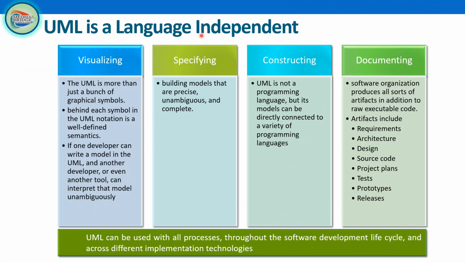UML is language independent. UML is a graphical language for visualizing, specifying, constructing, and documenting the artifacts of a software-intensive system. Visualizing: the UML is more than just a bunch of graphical symbols. Behind each symbol in UML notation is a well-defined semantic. One developer can write a model in the UML, and another developer or even another tool can interpret that model unambiguously. Specifying: building models that are precise, unambiguous, and complete.